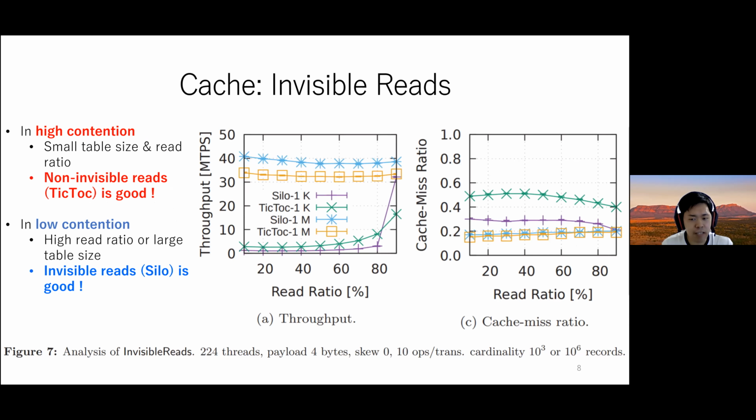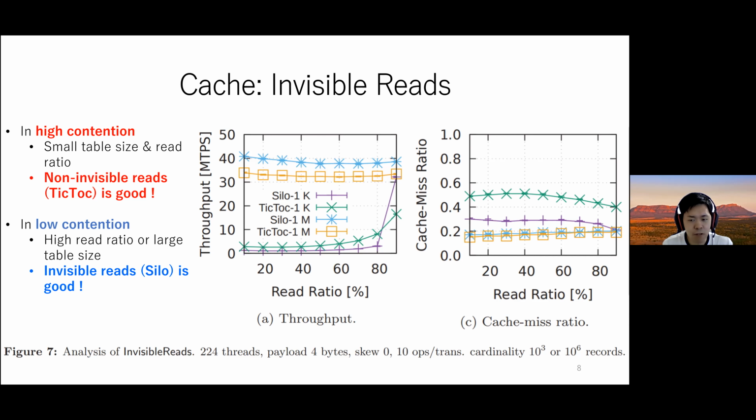When read ratio is less than 80%, TicToc 1K wins Silo 1K. This is because of the metadata update for anti-dependency tracking of TicToc. It works well in write-intensive workloads. Then please see the right figure for the cache miss ratio. We see more cache misses for TicToc 1K compared to Silo 1K. This is because of the invisible reads of Silo or metadata update of TicToc.